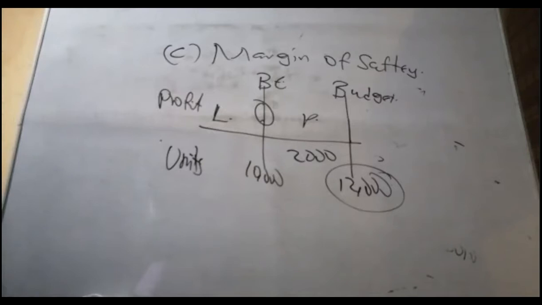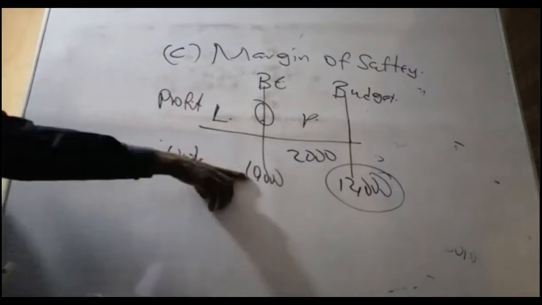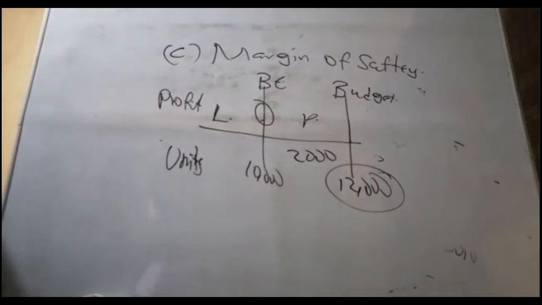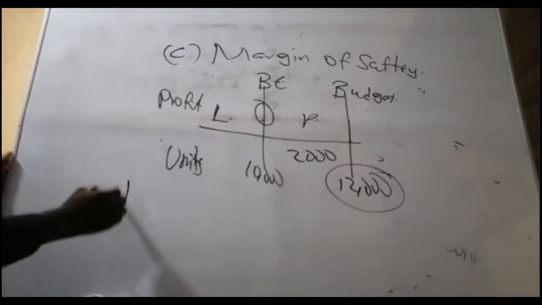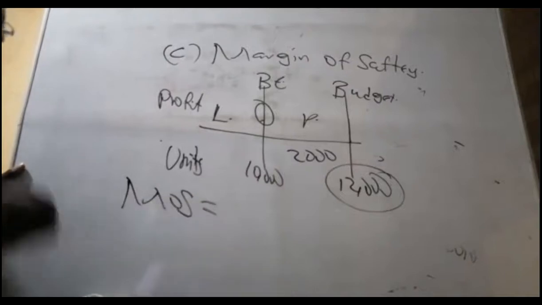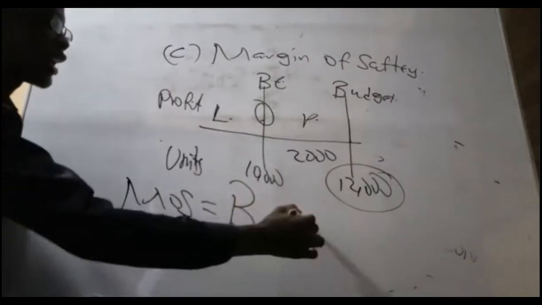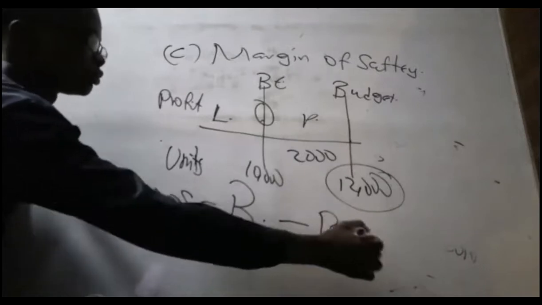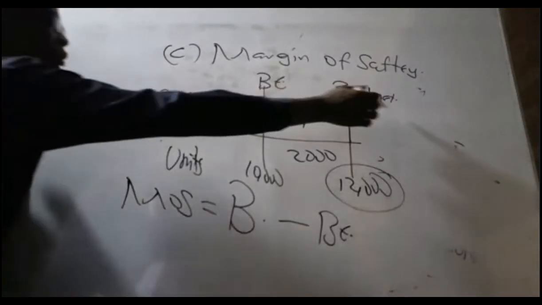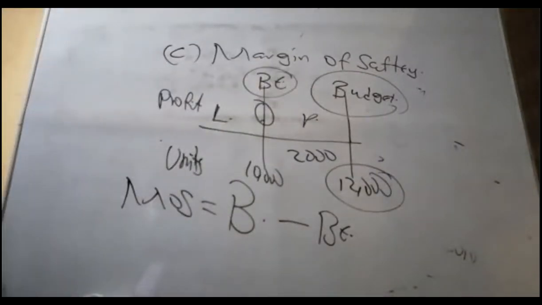If I go in for only 10,000, I run at a loss. So in short, the point I want to establish here is that the margin of safety is nothing but the difference between the budget and the break even. That's all. Anytime, budget minus the break even gives us the safety that you have added. That is all.